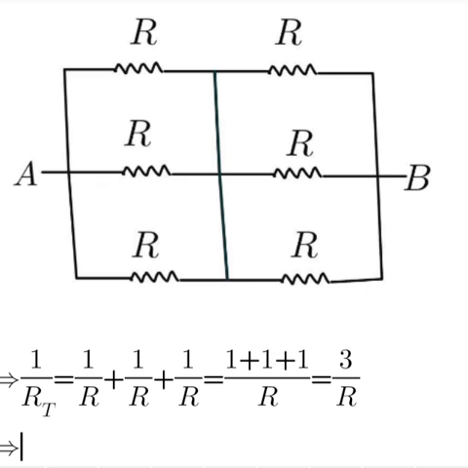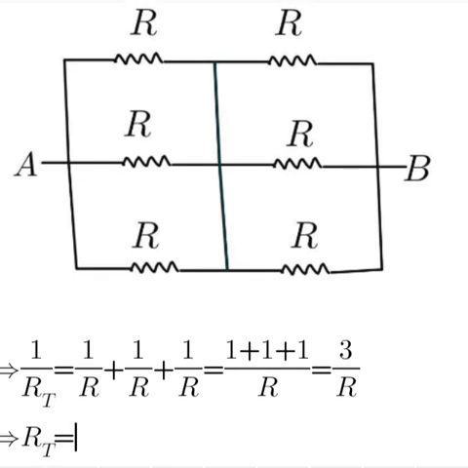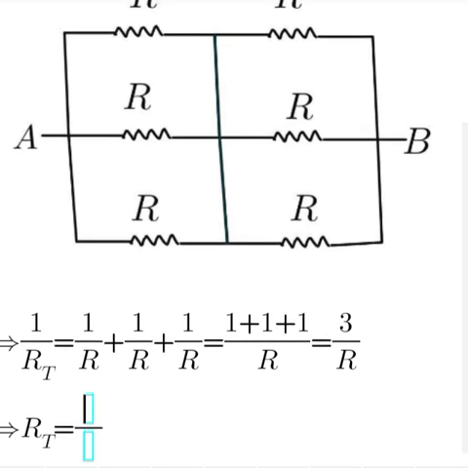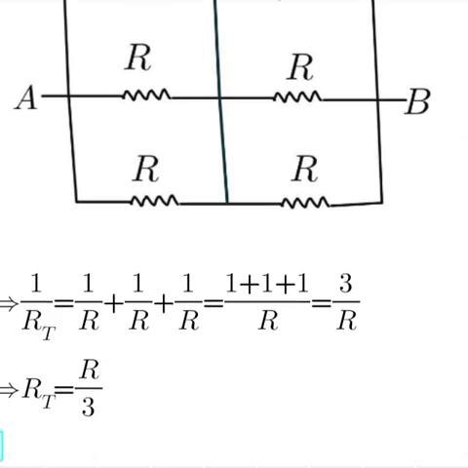We're looking for the total internal resistance on the left hand side, so we take the reciprocal. We reciprocate both sides. When we say reciprocate, the denominator will come up and the numerator will come down. So we're going to have RT is equal to R over 3. So now this is the value for the total internal resistance.